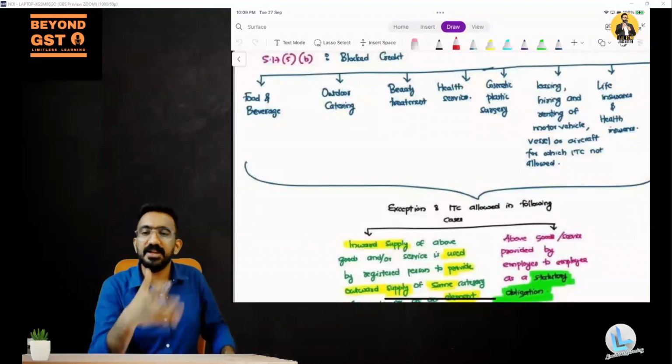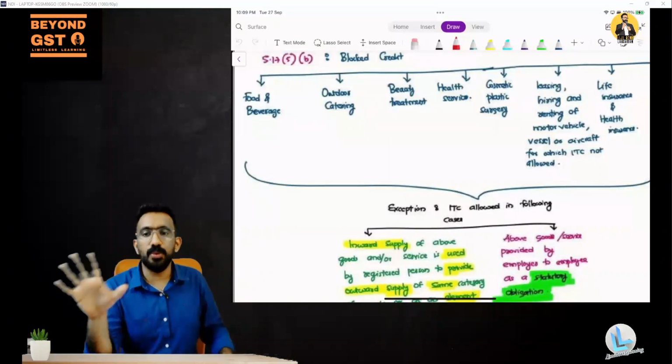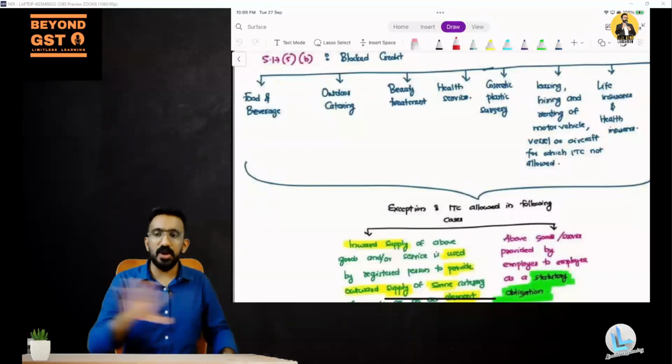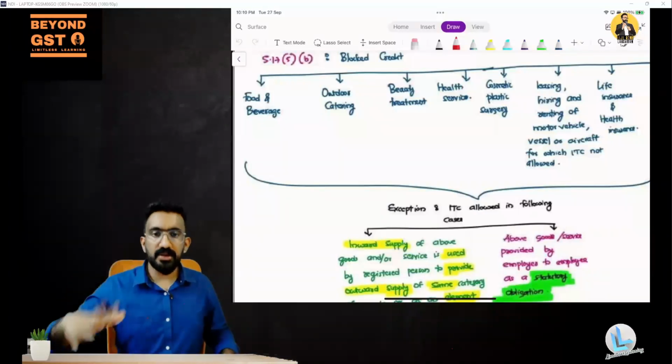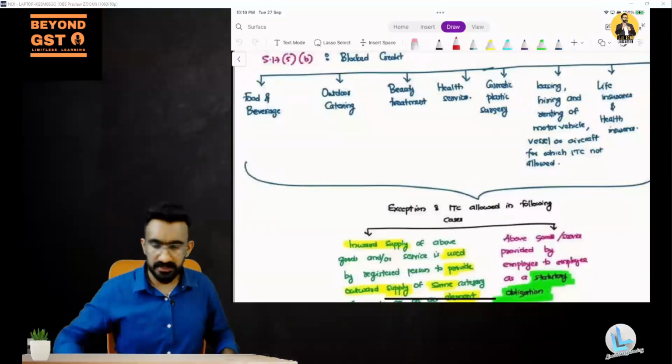Can he take ITC of GST paid on his beauty treatment? No, that's again a personal expense and cannot be treated as business. So they said it's blocked credit. Beauty treatment and health services are blocked credit.